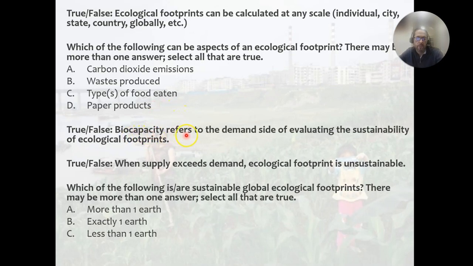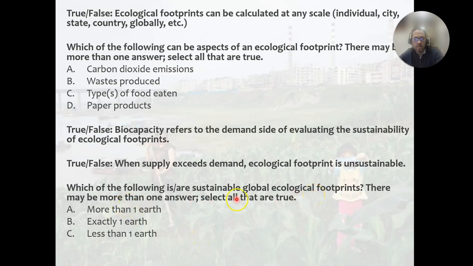True or false? Biocapacity refers to the demand side of evaluating ecological footprints. Biocapacity, remember, is the resources that the Earth provides. Is that the demand or supply? That's the supply side, because it's what the Earth supplies. True or false: when supply exceeds demand, ecological footprint is unsustainable. So we have more supply than demand. That's actually a good thing. That means the biocapacity is greater than the demand for biocapacity. So that's actually sustainable, again, at least from an overall natural resources perspective.